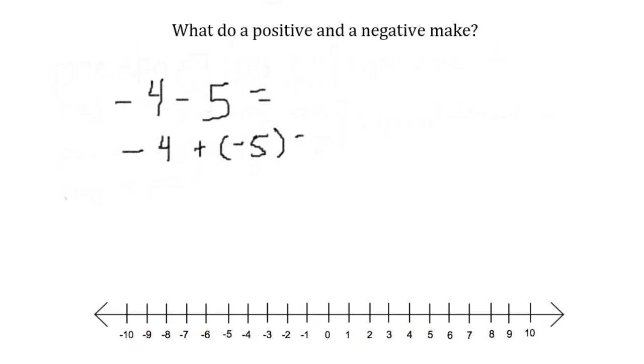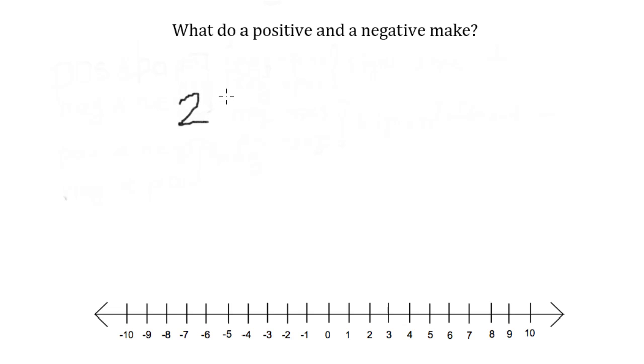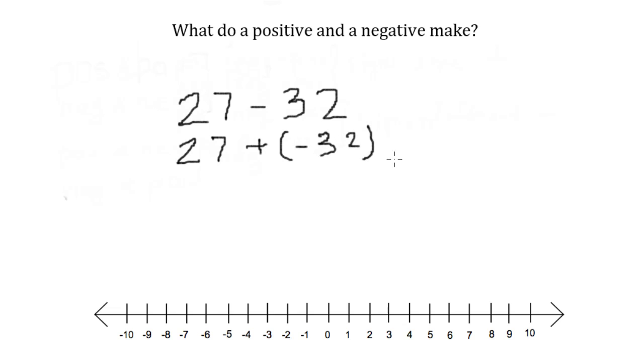So let's do one that maybe we actually can't do on the number line, but it's going to be kind of the same idea. Let's say we have 27 minus 32. Now these numbers are too big to put on a number line, but I still think we could do it. Remember, this is exactly the same thing as saying 27 plus negative 32. So we have a positive and a negative.